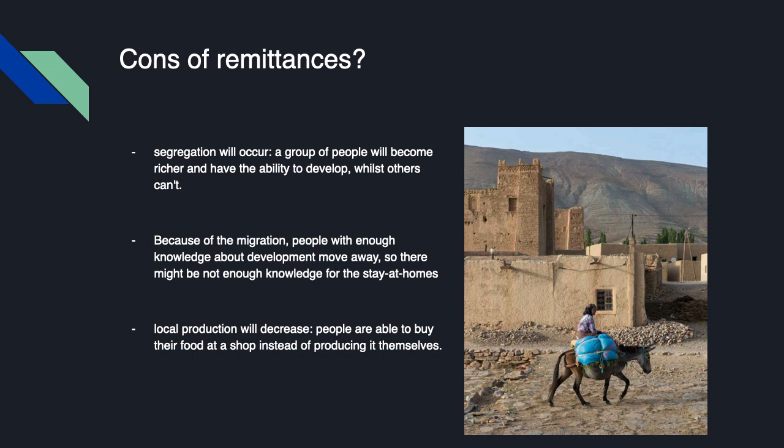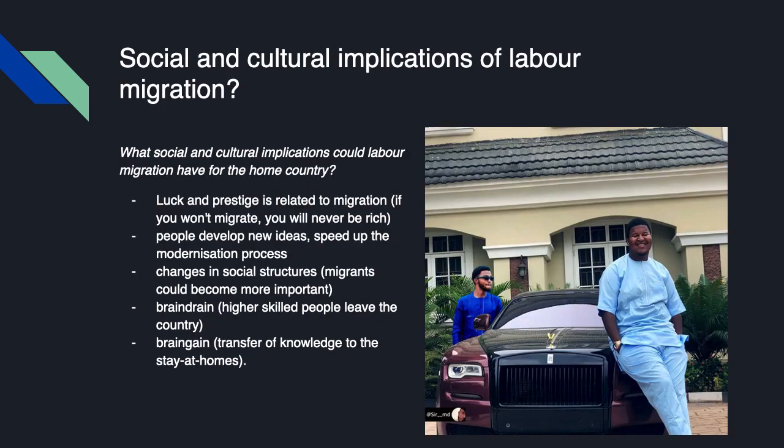Because of the migration, people with enough knowledge about development move away, so there might be not enough knowledge for the stay-at-homes at first. Local production will decrease, people are able to buy their food at a shop instead, and they're not producing it themselves anymore, so that knowledge could become lost as well. Of course, there are social and cultural implications of labour migration as well. So what social and cultural implication could labour migration have for the home country?